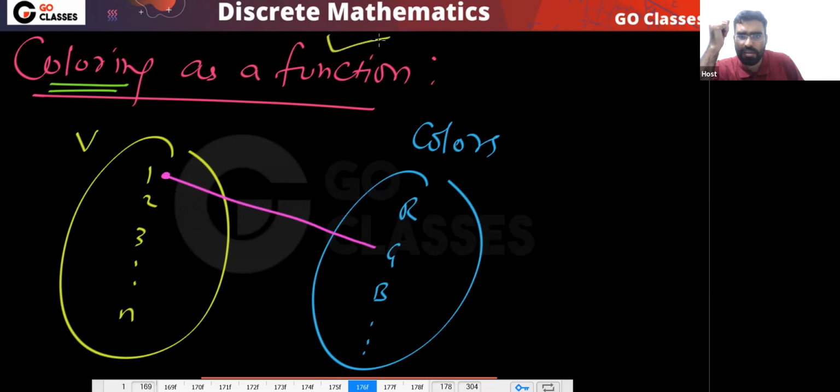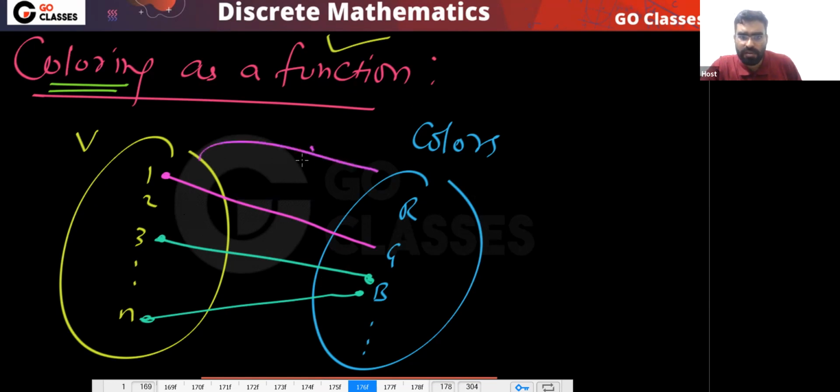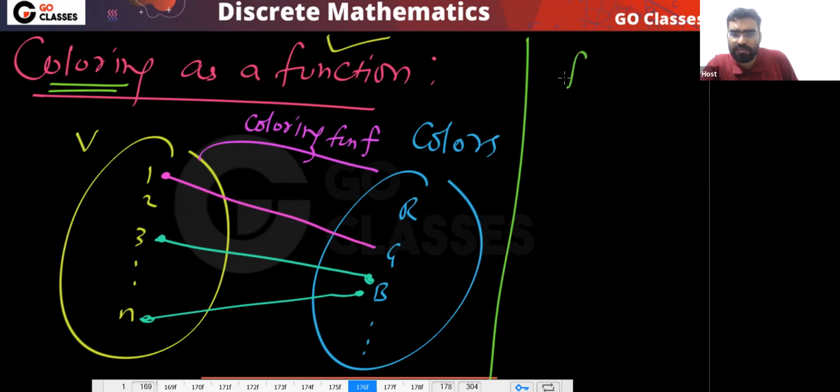Yes or no? This is a function, because every vertex should have exactly one color. This is your coloring function f. And what is the condition on this function f? This function f is from V to colors.